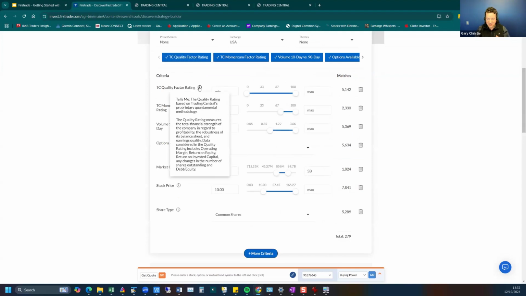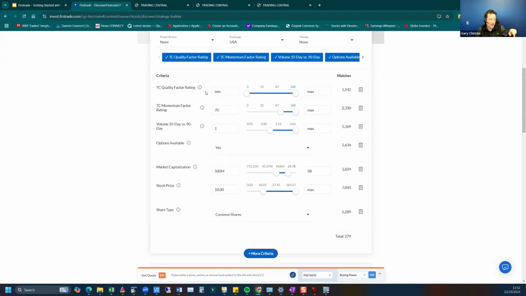Quality factor, again, there's definitions built into this. As we do this, it tells you the overall strength of the company in terms of operating. Here we have operating margin, return on equity, return on invested capital, any changes to the debt ratio, the debt outstanding. We want the best of the best in terms of this factor metric. So by doing that, again, I can put it in 70.